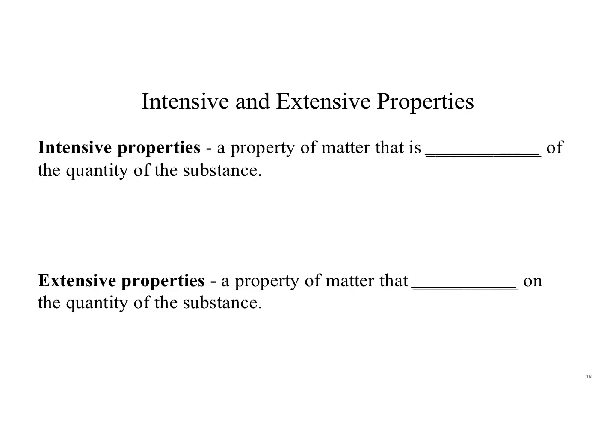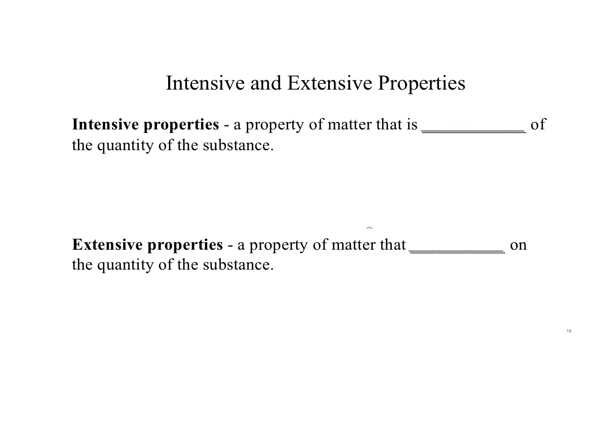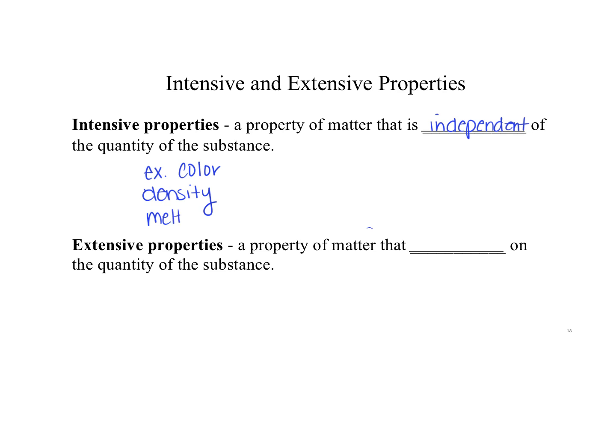One last classification before we end this screencast is that we can also classify matter as intensive or extensive. Intensive properties are properties of matter that are independent of the quantity of the substance. Examples of this are things like color, density, which we'll talk about in a couple days, and melting point. Whether you have a lot of ice or a little bit of ice, it's going to melt at the same temperature.